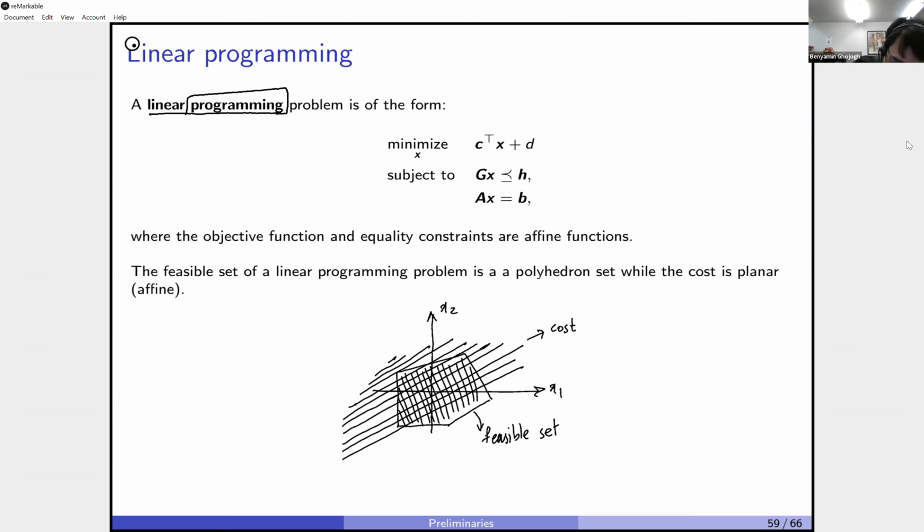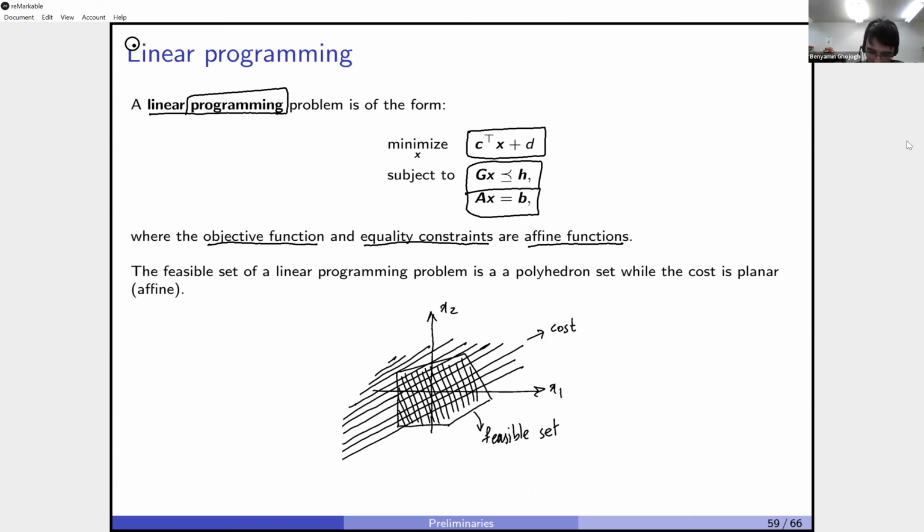And what is it? It is when the objective function and equality constraints are affine functions. So this is affine. This is also affine. And this is an affine inequality. Everything is affine here, as you see. And this is a special case of a convex optimization problem. So this is linear programming.